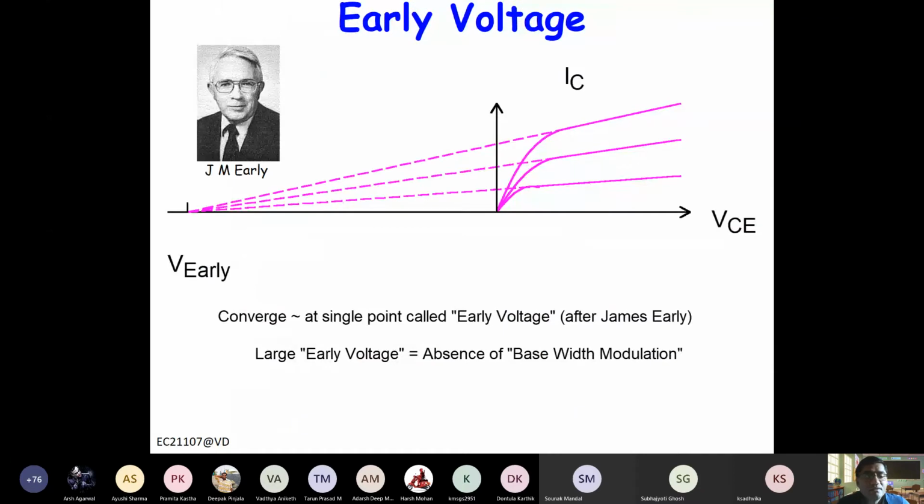So that completes early voltage. Any questions so far? From this you could recall what early voltage is, and if there is no base width modulation, you will have a large early voltage, right?